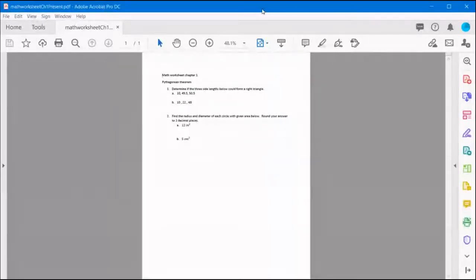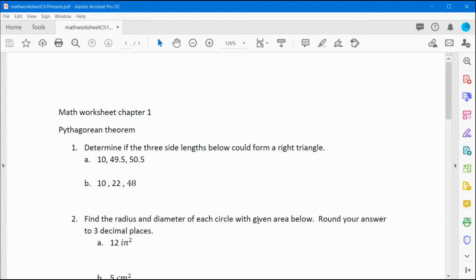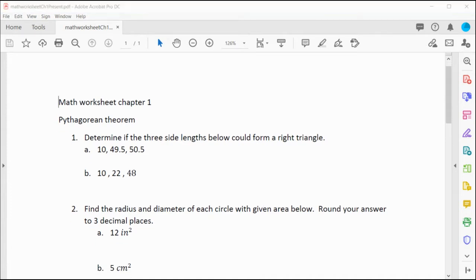So let me get the worksheet. It was a short one I just made. Here we go. Hope everyone can see it. I think so. With number 1, those are questions like we did before with Pythagorean's theorem. Can you have a right triangle with these 3 sides? And number 2 down here, this is where you want to find the radius and diameter of each circle, but now we're given the area, okay? Here, we're actually given the area instead.